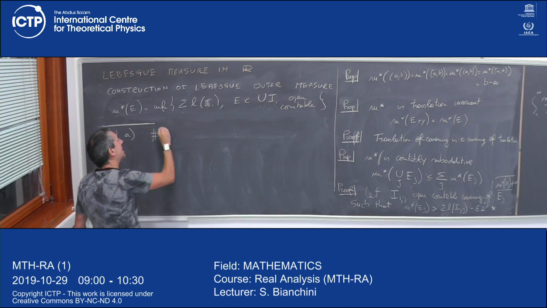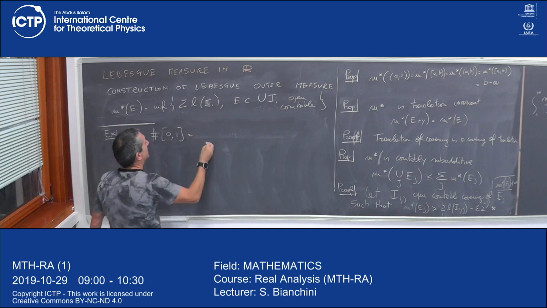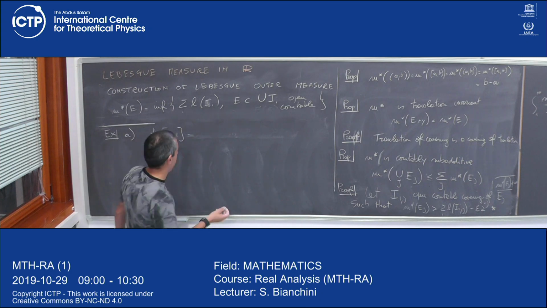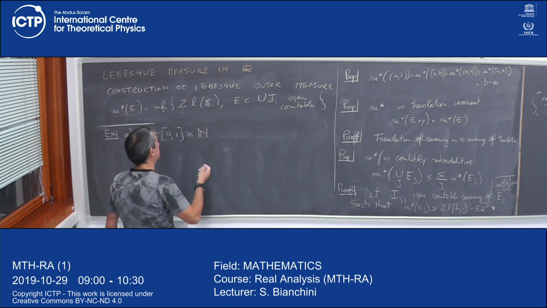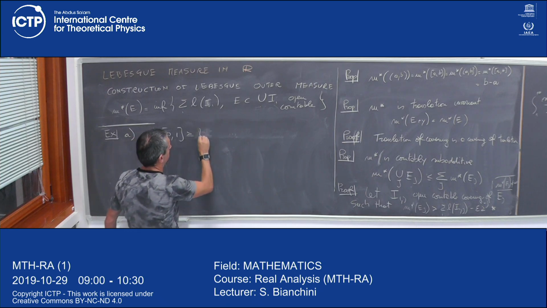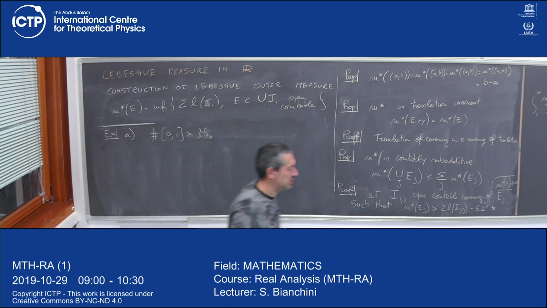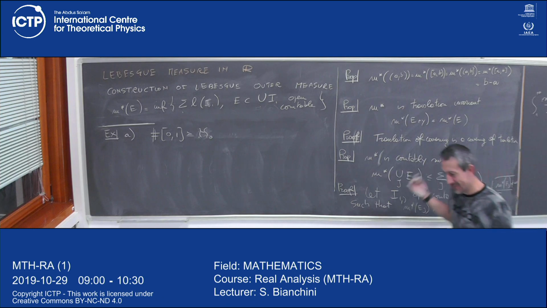The cardinality of [0,1] is... okay, now it depends on your notation. Let's say it is greater than... well, this is not correct. Should be Aleph 0, no? Depends on your notation. This means the cardinality of the countable numbers. Proof? Because the measure of the interval is 1.